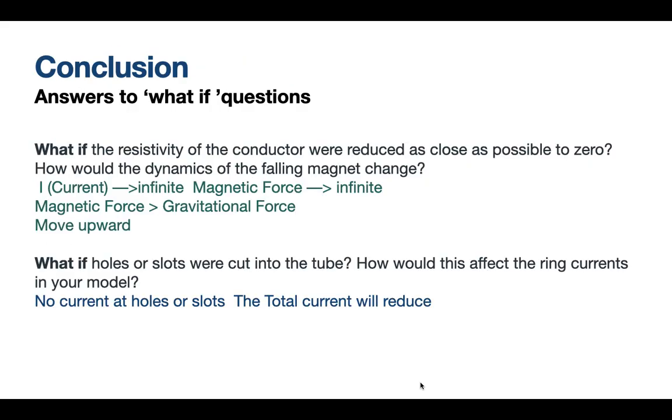Here's my conclusion and answer for the what-if questions. What if the resistivity of the conductor were reduced as close as possible to zero? If the resistivity reduces to zero, the resistance will also be close to zero. So the current will be infinitely large, and so will the magnetic force. In this case, the magnetic force will be much larger than the gravitational force, so the magnet will move upward and it will never fall.